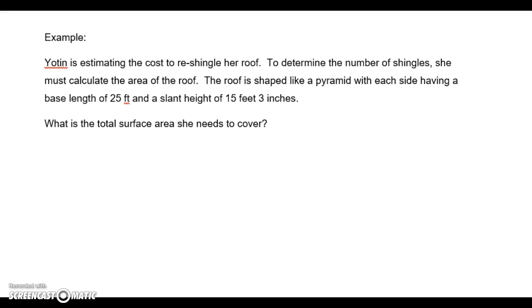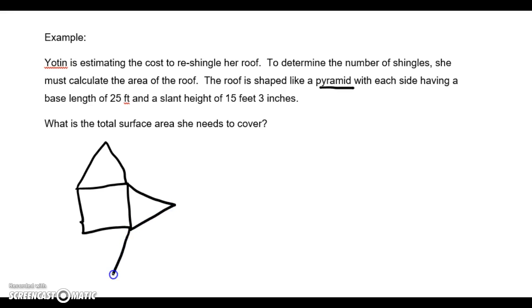What we need to do first is, it might help to draw a picture of what's going on. Here we're trying to reshingle her roof, and we know that the roof is shaped like a pyramid. So our first step is to try drawing the net of a pyramid. You want to start with the base, and then you want to draw each of those tips like you're unfolding it. So you're drawing each of those sides, which are in the shape of triangles, just like you'd be unfolding them.